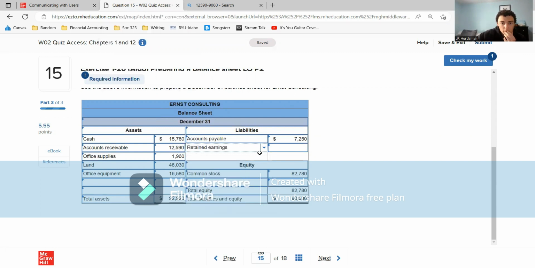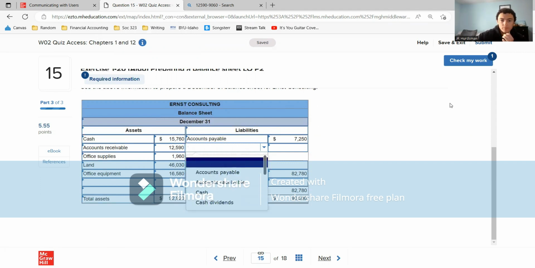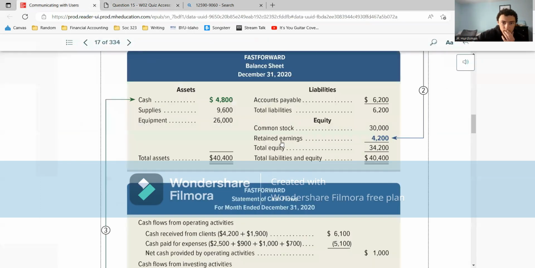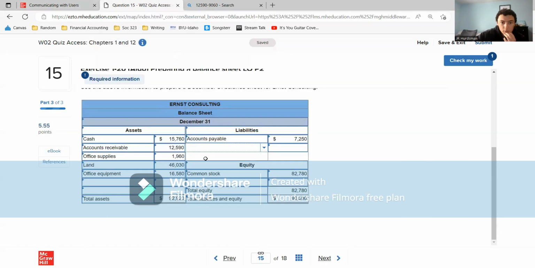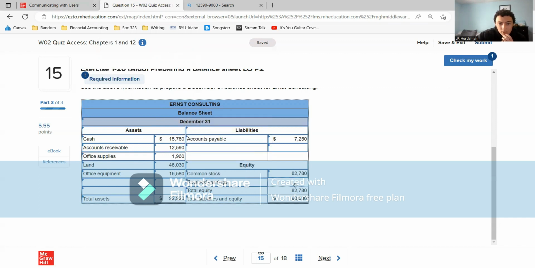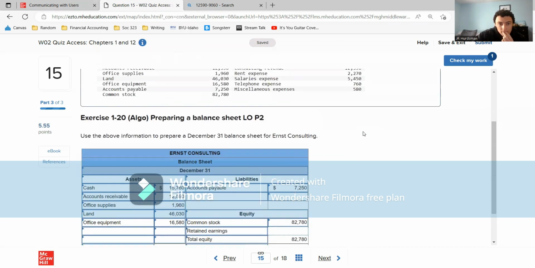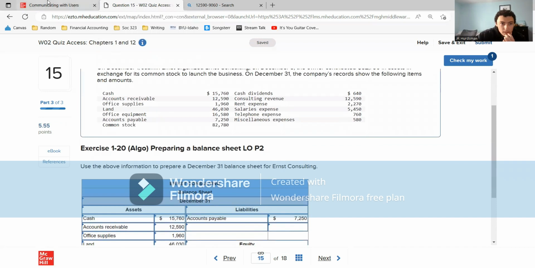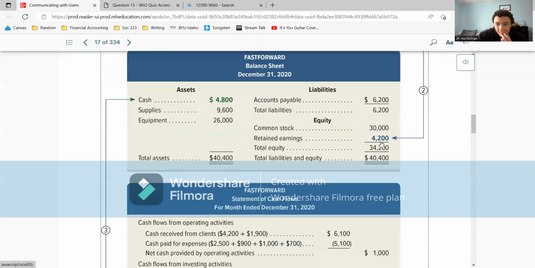Oh, I didn't mean to put that there. Oh man, how do I delete that? Okay, so I just looked at this thing and it said retained earnings underneath equity. So maybe it's that. Retained earnings. Now, how do I find that?